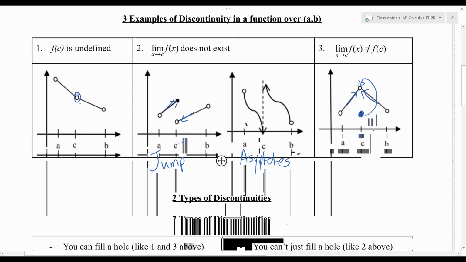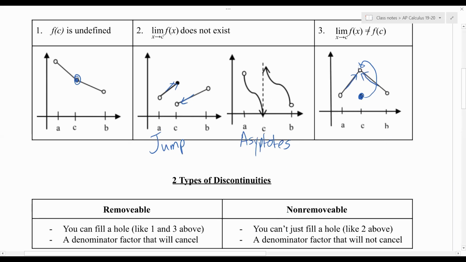The first one is also a case of removable discontinuity because we can put one point in and it becomes continuous right there. So removable means you can fill it in like a hole. And this occurs when you have a denominator with a factor or something that cancels out.